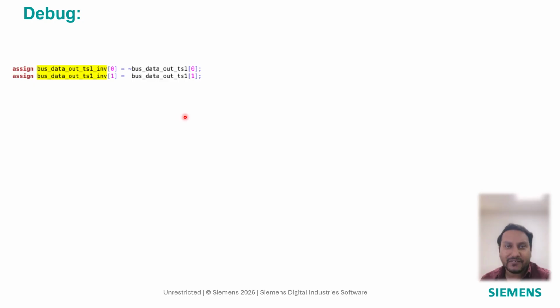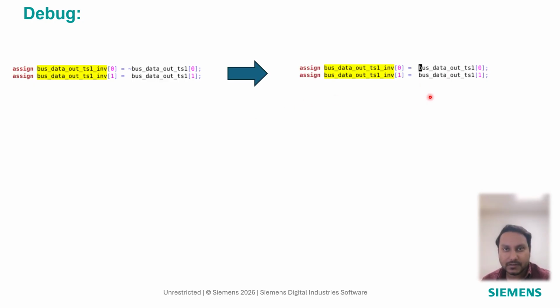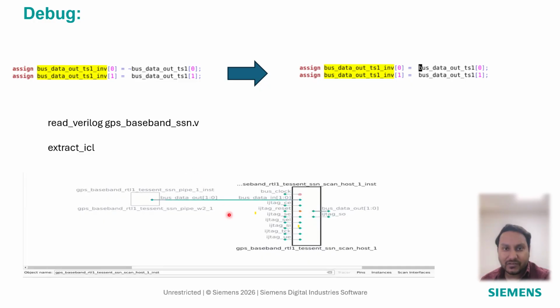Now open the RTL file and change the bus data inversion as shown here. After making this change, read this Verilog file. After EQ extraction, we can see that the inverter is not getting inserted in the SSN data path. Therefore, SSN_EQ DRC has been resolved.